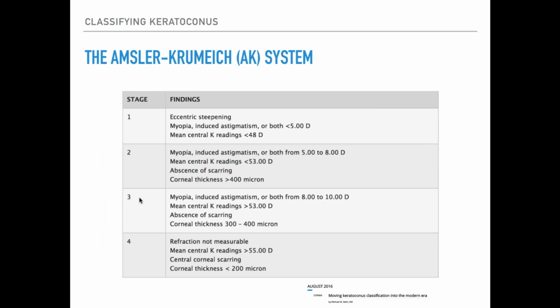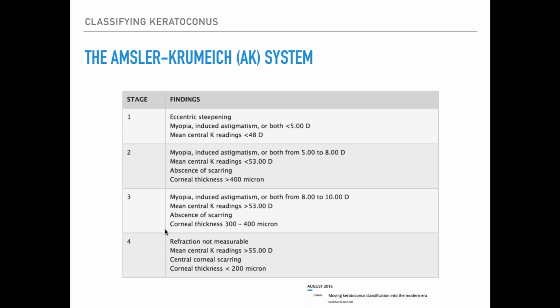If we look at the Amsler-Krumeich system here, you can see stage 1 to stage 4. Stage 1 is a very mild form of the disease with a little bit of eccentric steepening, myopia, which is obviously a very general term, up to 5 diopters, and then it separates K values, which obviously increase as we move down or up the stages on this chart here. So it sort of makes sense, but there's a lot of ambiguity, and there can be a lot of overlap.